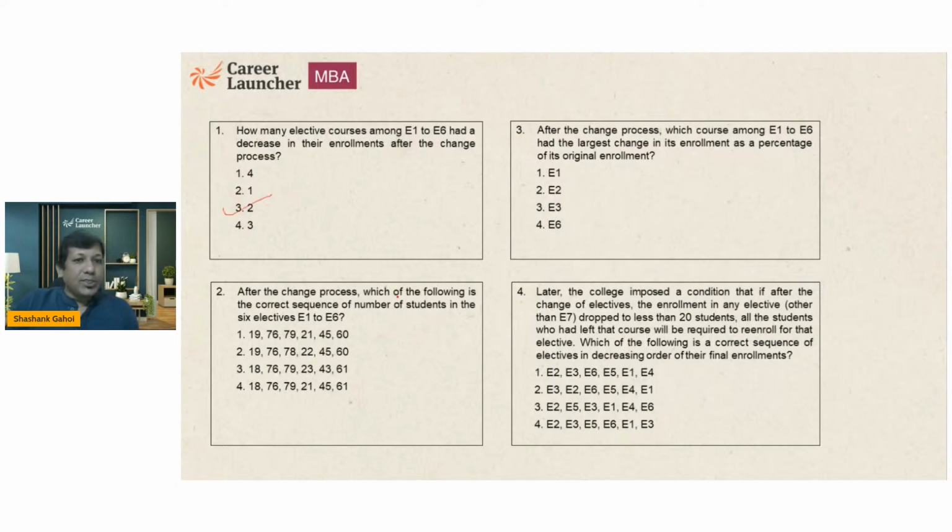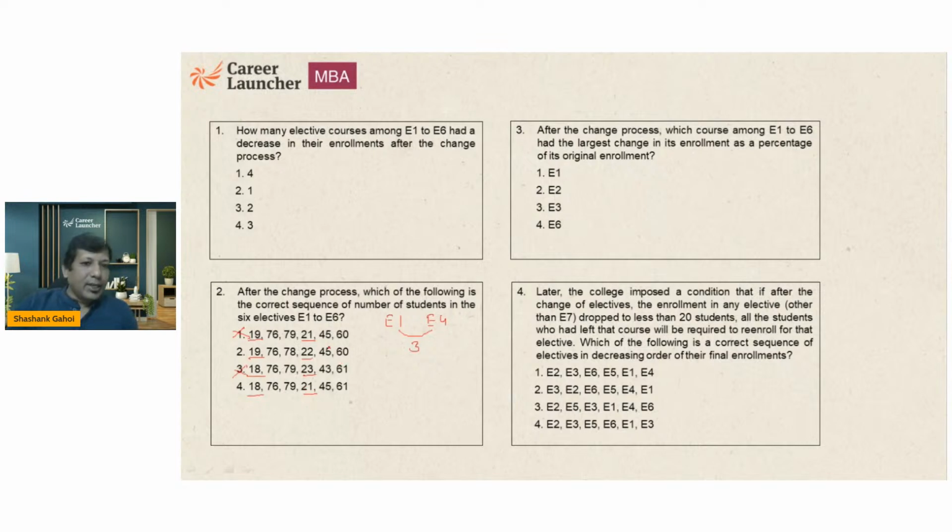Now, after the change process, which of the following is the correct sequence of number of students? Okay. So I know the first value is 18, then the second value is 76. Now, if I use question number 2, I can get the answers very quickly. Why? Because it says E1 and E4 had a difference of 3. So 19 and 21, the difference is not 3, so eliminated. 19 and 22, this might be the answer. 18 and 23 cannot be the answer. 18 and 21, this might be the answer. So there are going to be 2 possible values.